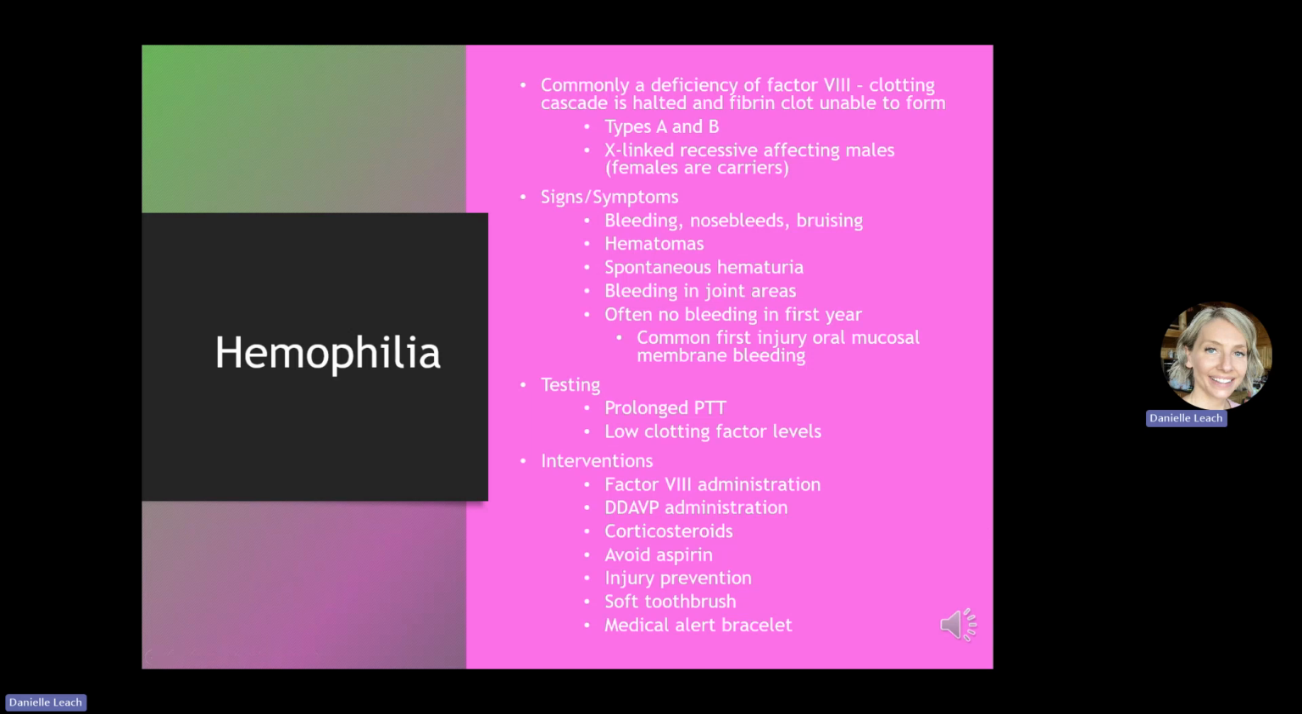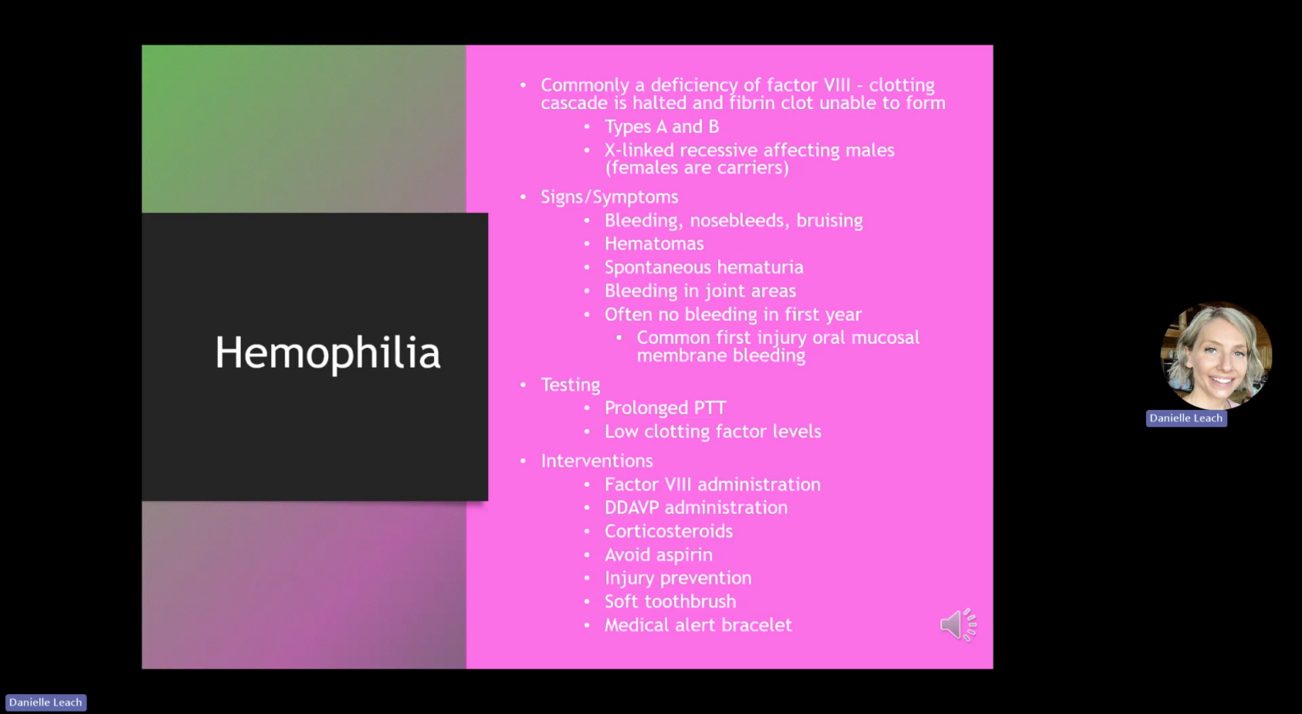The next hematological disorder is hemophilia. Hemophilia commonly is a deficiency of factor VIII. There are a couple different types of this, types A and B, but we're just going to talk about hemophilia in a broad sense. Factor VIII is one of the clotting factors in the clotting cascade. So if the person is missing this specific factor, then the clotting cascade cannot be completed and a clot is unable to form as normal.